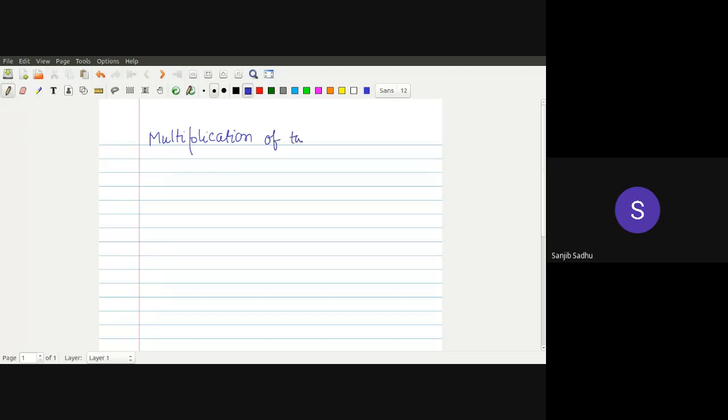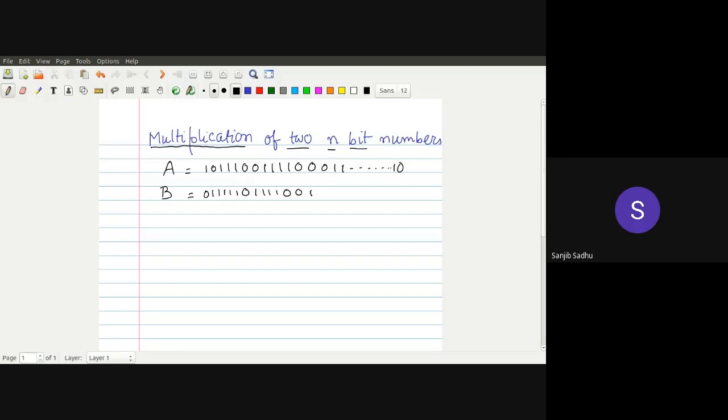Of two n bit numbers, multiplication of two n bit numbers. Now this n may be very large. So let one of them be capital A and another one capital B. So if you have to multiply this, say 101 1001, like this, similarly B is also there, it may be like this.